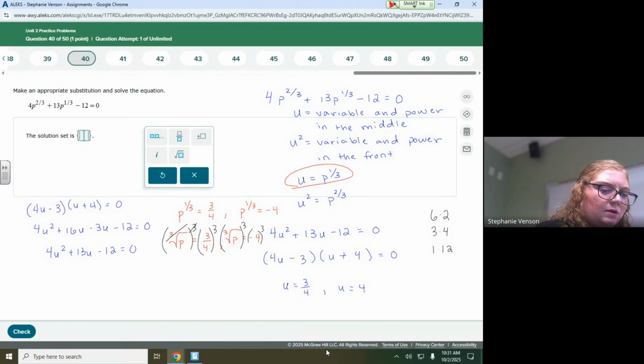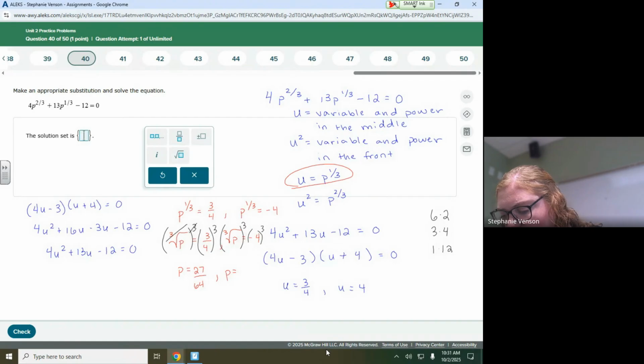So we get p equals, now when you raise a fraction to a power, you just do the top and bottom. So 3 raised to the third power is 27. And 4 raised to the third power is 64. And that does not reduce. And then we would have -4 raised to the third power, which is -64. So those would be my 2.